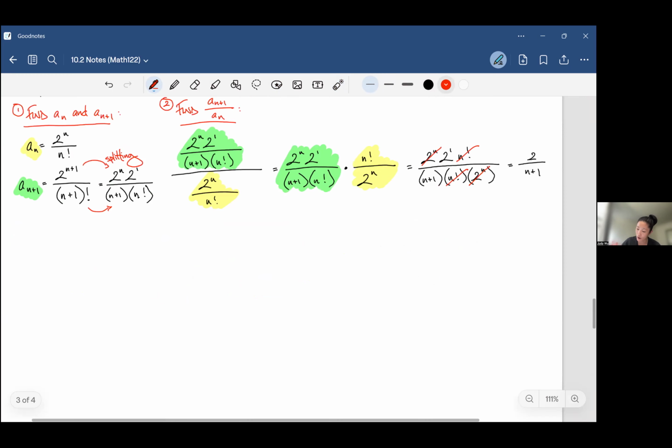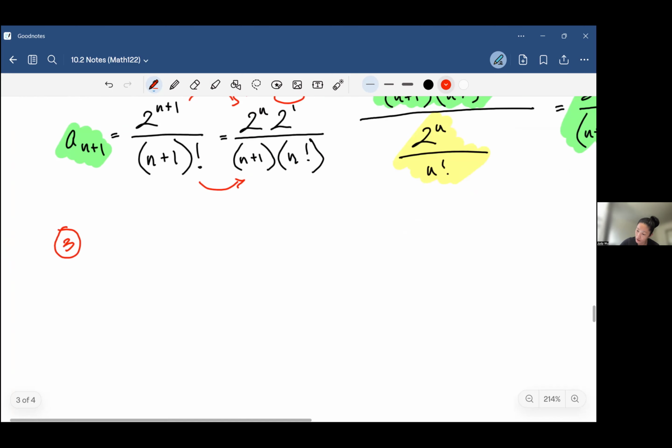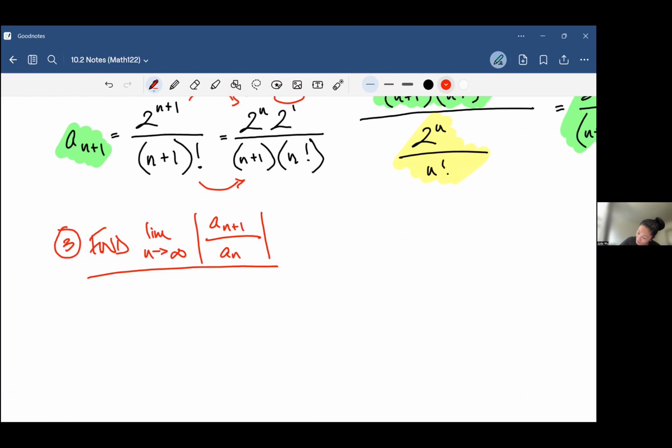Okay, so after you find your a sub n and your a sub n plus 1, and after you find the ratio of the two, your next step, step number 3, you are going to find your limit as n approaches infinity of your a sub n plus 1 over a sub n. Okay, and we'll go back in just a little bit to check, but this is what our textbook gave us. This is what we're looking for.